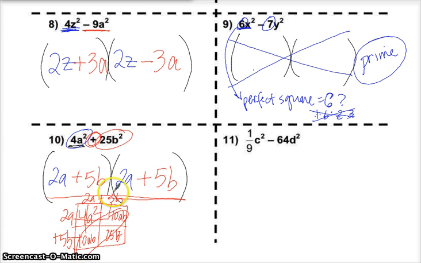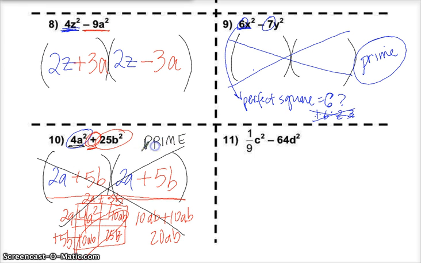But 2a times positive 5b is positive 10ab, and 2a times positive 5b is positive 10ab. But 10ab plus 10ab is 20ab, and notice that it does not exist up here in the original. So therefore, this is not how number 10 is factored. In other words, number 10 is also prime. It was not factorable. Why is it not factorable? Because it is the sum of squares and not the difference of squares.